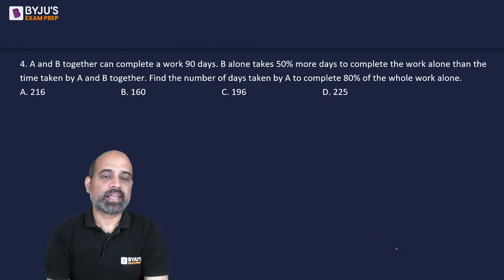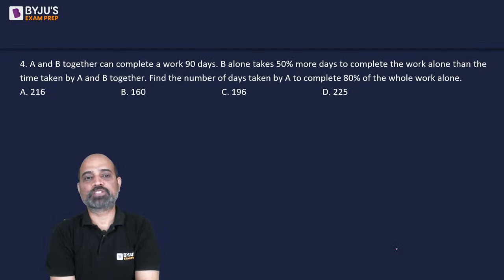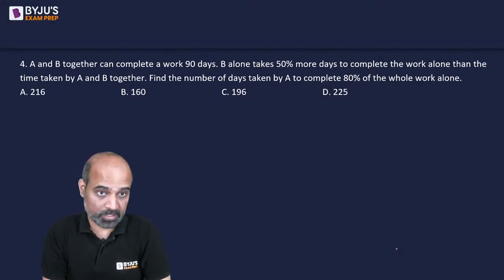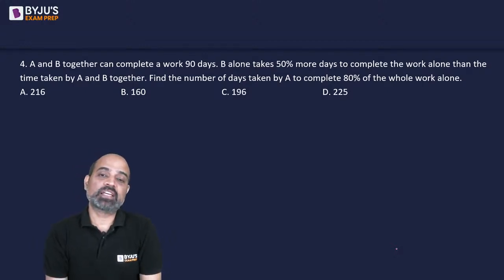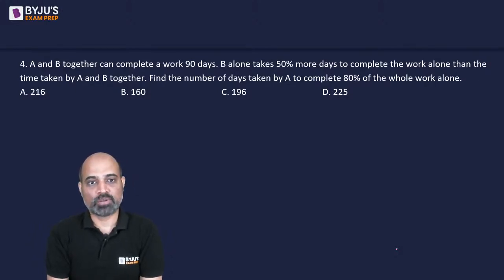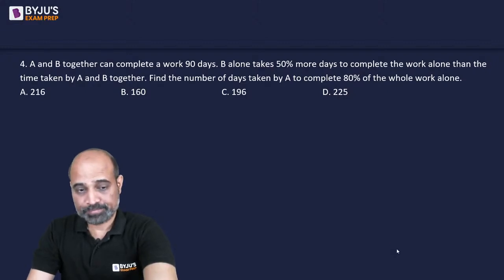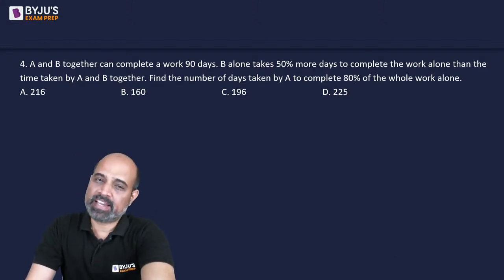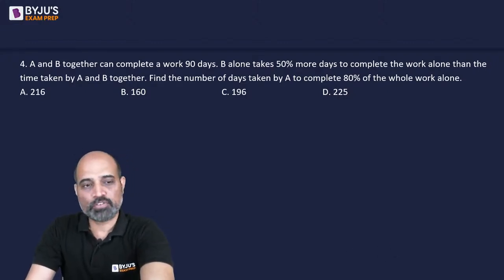Next one. A and B together can complete a piece of work in 90 days. B alone takes 50% more days to complete the work than the time taken by A and B together. Find the number of days taken by A to complete 80% of the whole work alone. Okay. Can anybody give me an idea as to which option will not be the answer for sure?